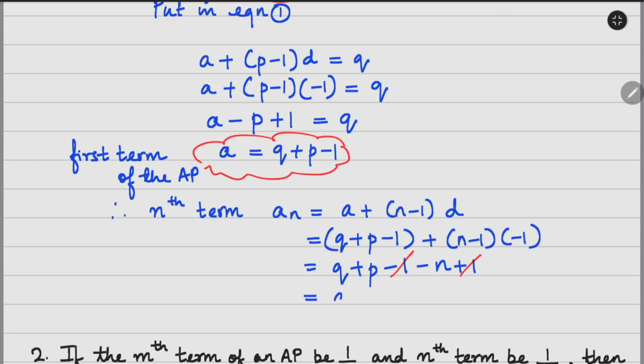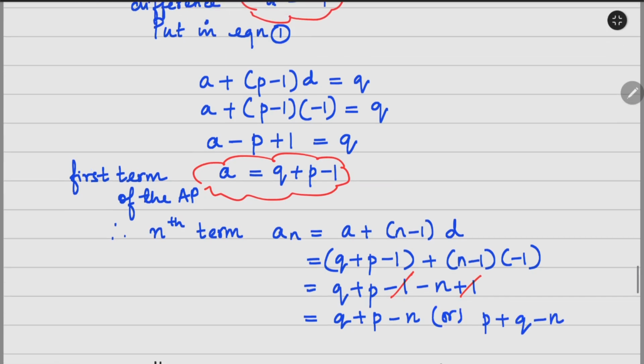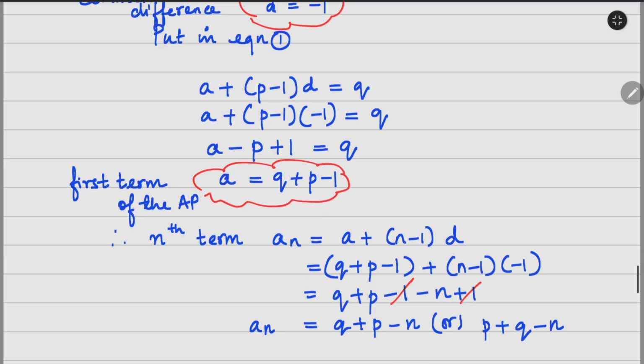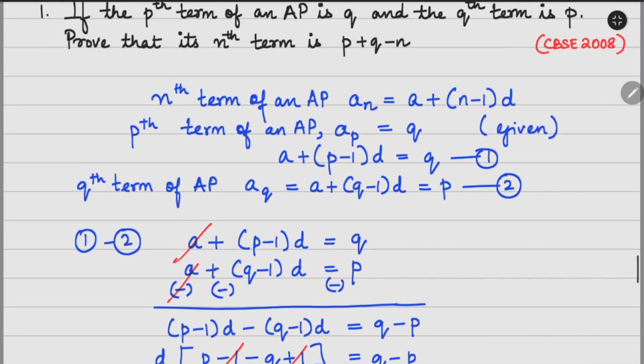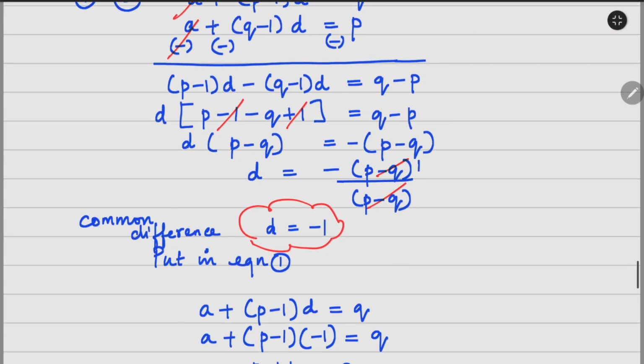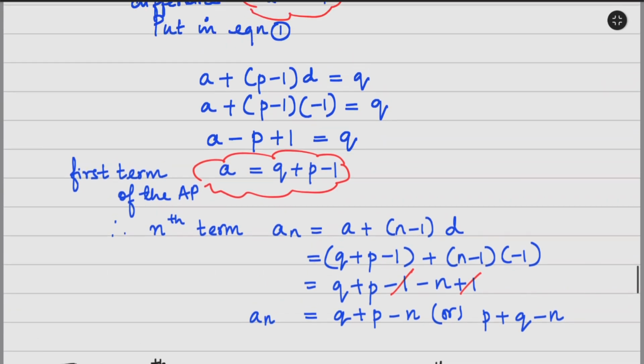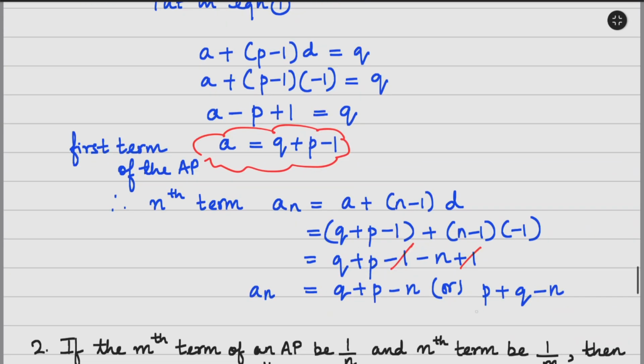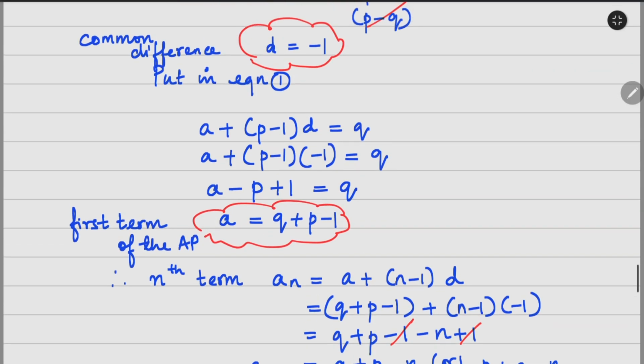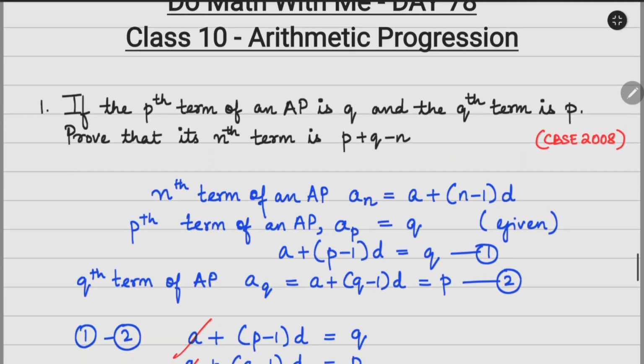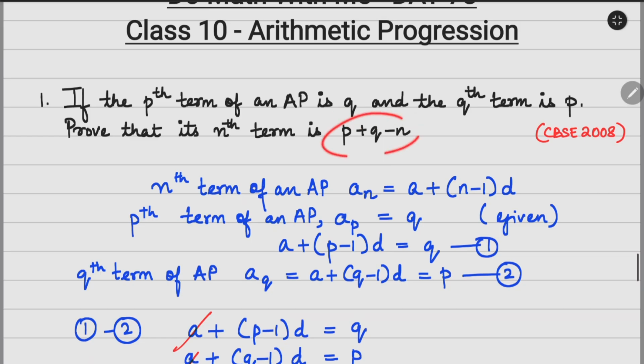So this will be equal to q plus p minus n, or you can write the same as p plus q minus n. Right? This is your nth term. a_n is equal to p plus q minus n, hence proved. So that's what you have to prove. I hope you understood. So at the end you can write hence proved, because this is a question where you have to prove that the nth term is equal to p plus q minus n.